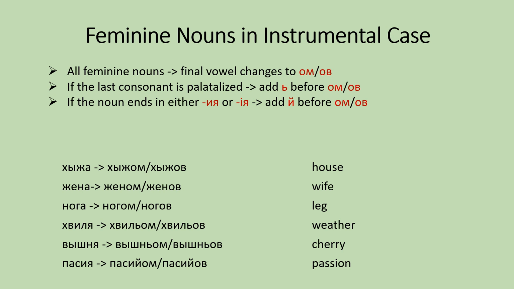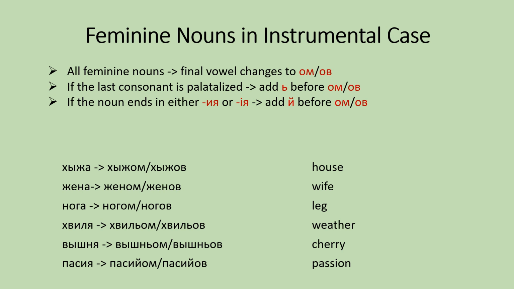To put a feminine noun in the instrumental case, one needs to do the following. For all feminine nouns, the final vowel changes to om or o. If the last consonant is palatalized, add miyaki znak before om or o. If the noun ends in either iya or iya, add yot before om or o. Let's look at examples below.